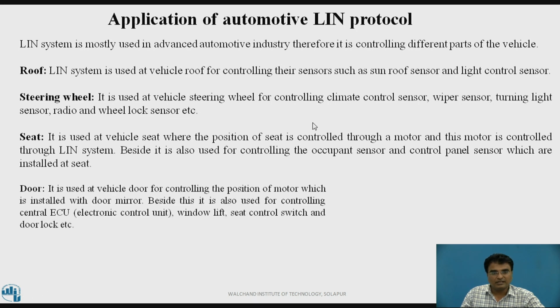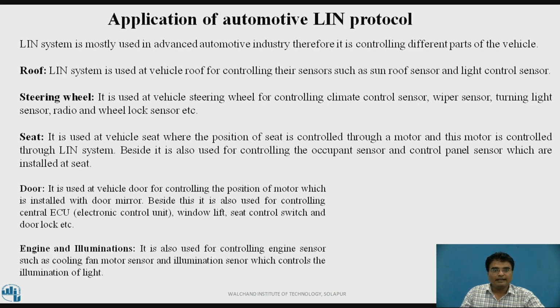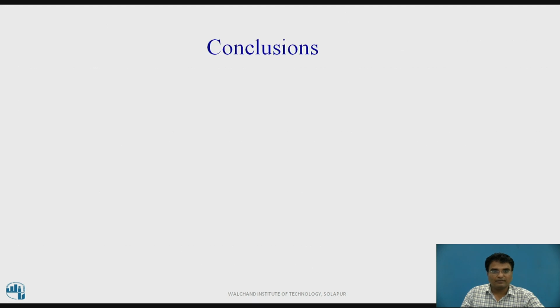Next one, the door: it is used at a vehicle door for controlling the position of the motor which is installed with the door mirrors. Besides this, it is also used for controlling the central ECU, that is the electronic control unit, windows, seat control with switch and door locks, etc. Engine and illumination: it is also used for controlling engine sensors such as the cooling fan, motor sensors and the illumination sensor which controls the illumination of the light.